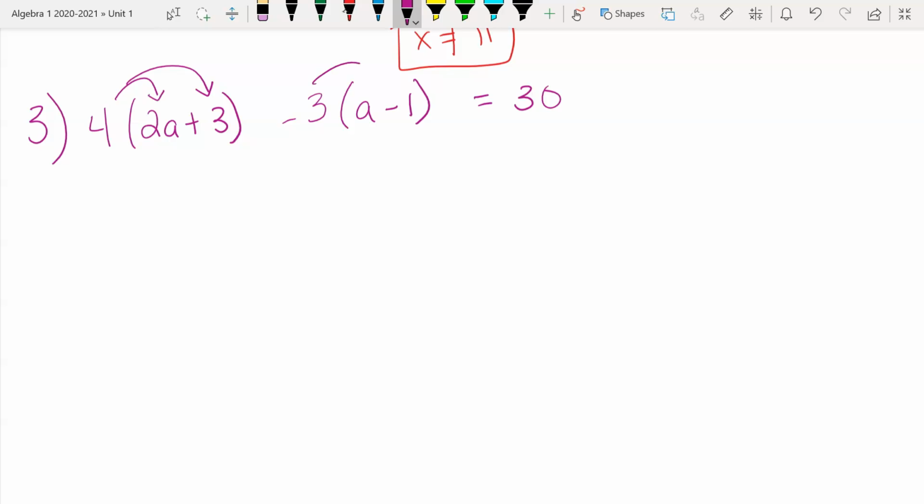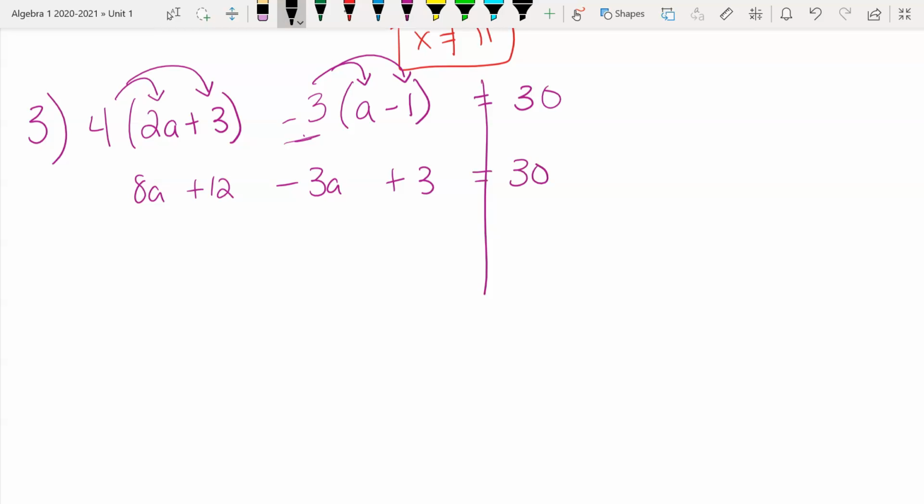So the first thing I want to do on this one is distribute. This one you have to distribute twice. So I'm going to get 8a plus 12. Now notice you're distributing a negative 3, so it's going to be negative 3a plus 3, because a negative times a negative is a positive, equals my answer.